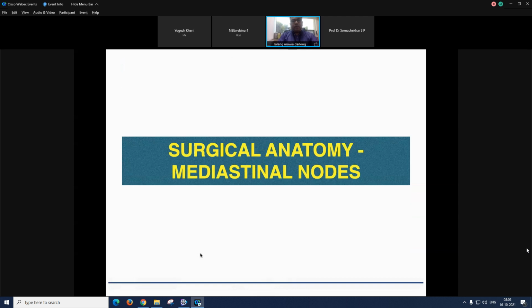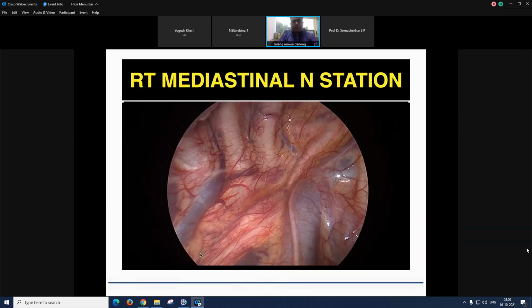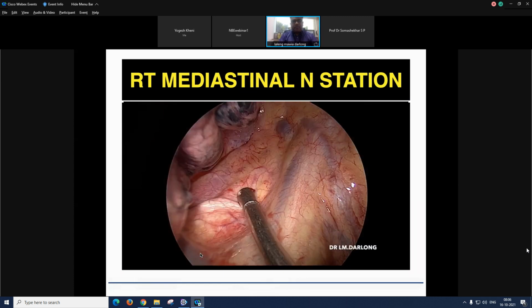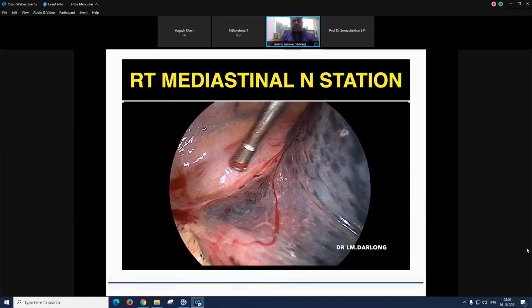So we will go into the anatomy of the mediastinal stations. This is the real-time view. You can see the image, that's the vagus nerve you can see. And you have to mobilize, this is the level 9 area.